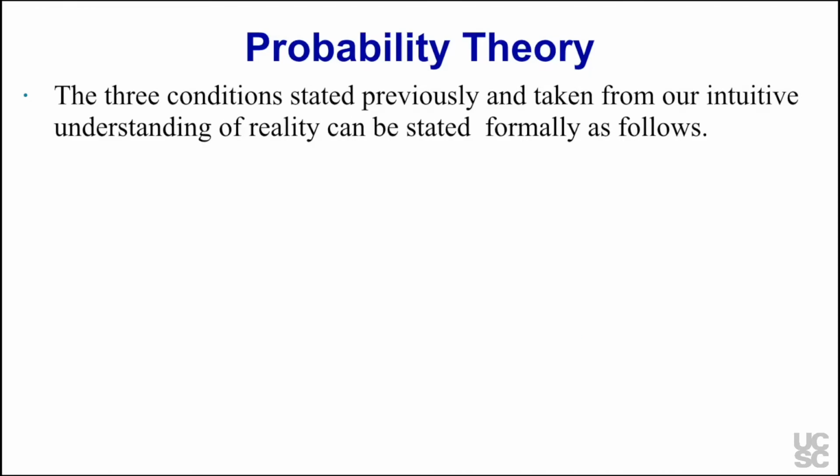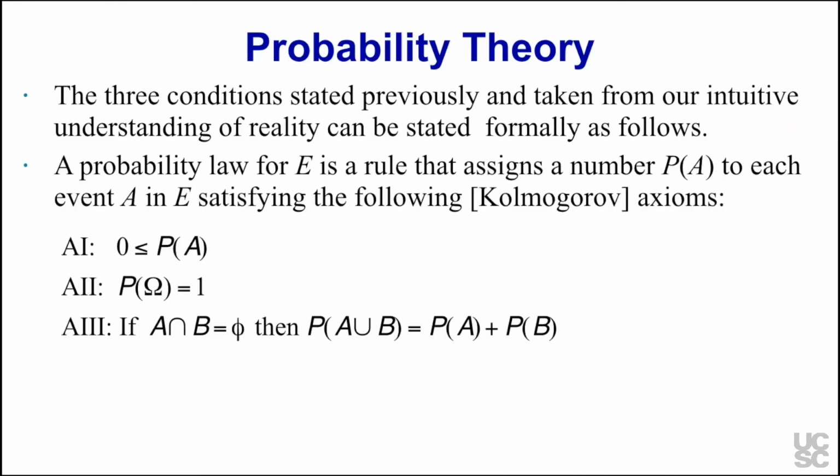So, as we stated, there are 3 intuitive conditions that correspond to our intuitive notion of what likelihood is in reality, and we have to develop our probability theory based on these 3 intuitive notions of likelihood. So a probability law for our random experiment E is a rule that assigns this probability number, P of A, to every event A in our random experiment, and such that it satisfies these 3 axioms that are also called Kolmogorov axioms. The first axiom is that the probability of an event A is non-negative.